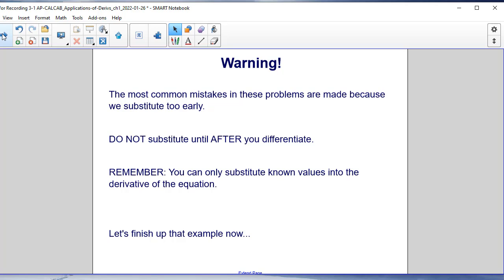A little word of warning. It's very common for us to make this mistake. The most common mistakes in these problems are made because we tend to substitute too early. Do not substitute until after you differentiate. So perform your differentiation first to get your rates of change, and then put all your substitutions in. You'll find out that typically that works. Remember, you can only substitute known values into the derivative of the equation. Now we're going to go ahead and finish up that example and find out what the actual answer is for dr/dt.